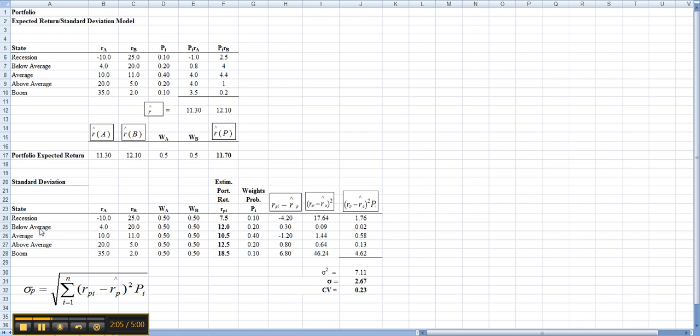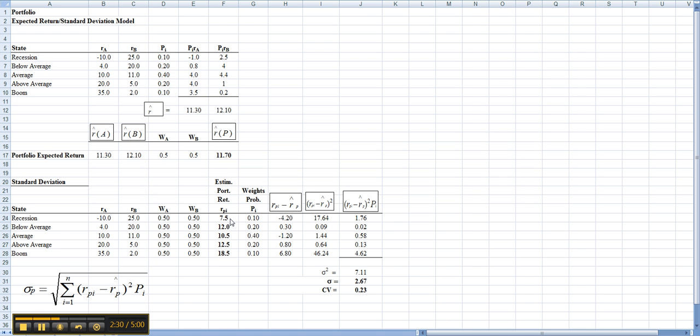Same thing down here for below average. To find the estimated portfolio return in the below average state, you would take a weighted average. 50% of A's plus 50% of B's return gives you 12%. So you have to calculate this column right here. And once you do that, then it's just like the regular standard deviation formula.